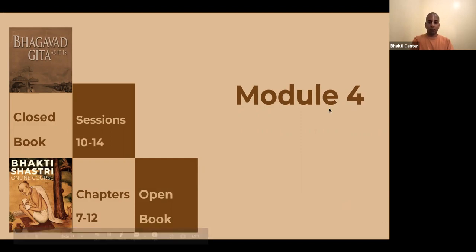For module 4, it will be from chapter 7 to 12, and similarly it will also have 10 to 14 sessions, and we'll have both closed book and open book. So in this model of 5 modules, after every module is completed, you can write your exams. You don't need to wait for all the 5 modules to complete. By the time the first module is over, you finish your open book. At the end of the first module, you write your closed book.